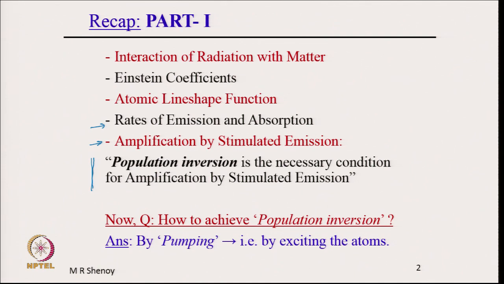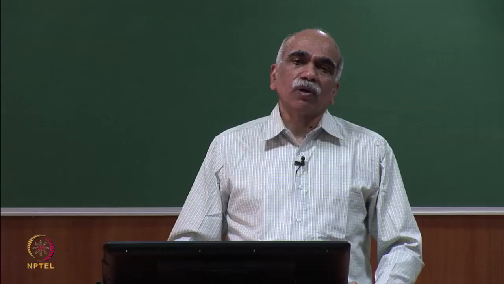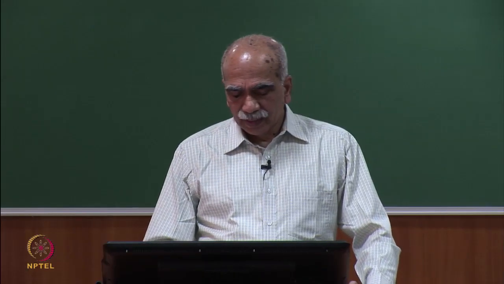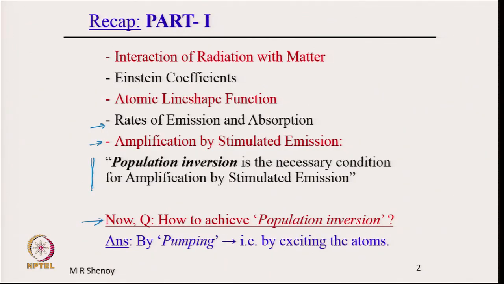Now, in this part, therefore, the next question is how to achieve population inversion. We have seen that population inversion is the necessary condition, and therefore, how do we achieve population inversion in an atomic system? We have already seen that at thermal equilibrium, there is no population inversion. The number of atoms in the excited state is much lesser than the number of atoms in the ground state, and therefore, how to achieve population inversion?